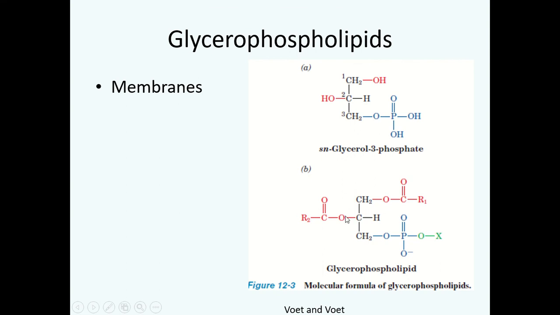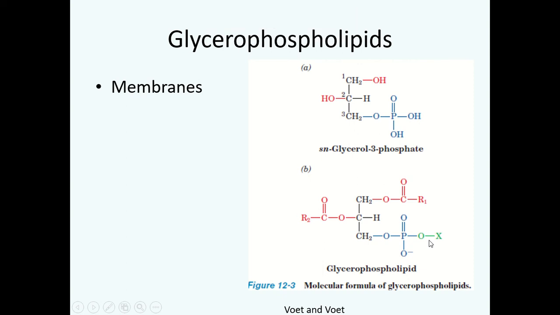These hydroxyls of carbon 1 and carbon 2 undergo a condensation reaction with the carboxyl group of fatty acids. Therefore, the resulting molecule is called a glycerophospholipid. Several different types of other polar groups, which are represented by X here, are also attached to this phosphate molecule. Depending upon the nature of the group attached, these phospholipids are named.